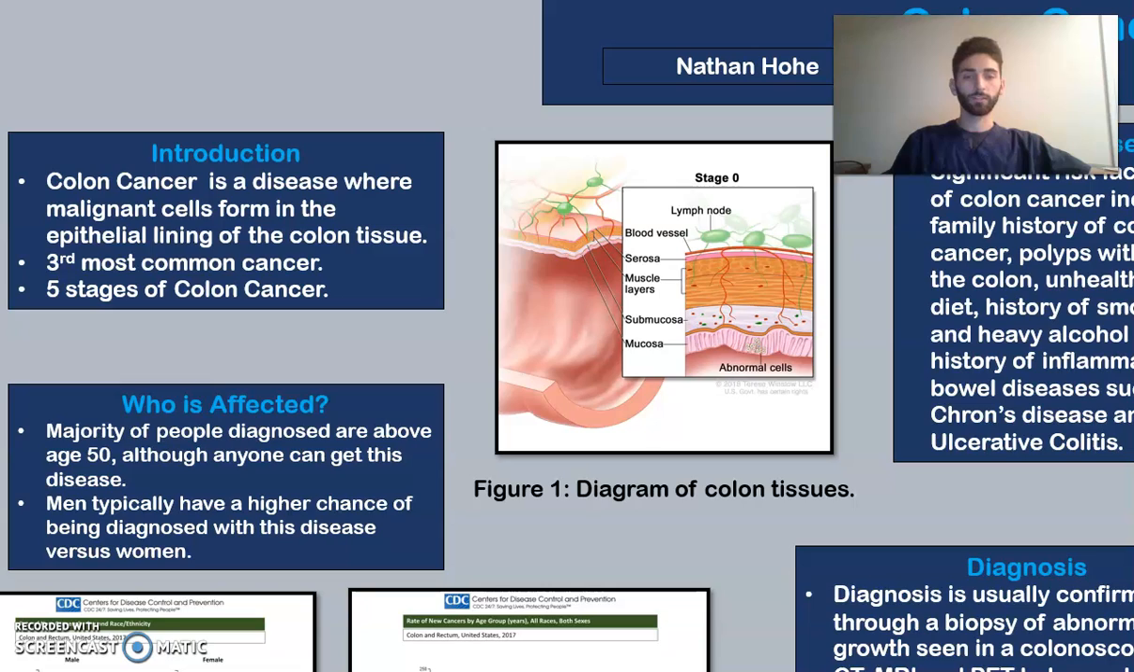Stage 3, it's progressed into the serosa or outer layer. Nearby lymph nodes and other blood vessels may be affected. And then Stage 4, the final stage, is where metastasis usually occurs and other lymph nodes, organs, or tissues outside of the colon and around the body itself are beginning to be affected.